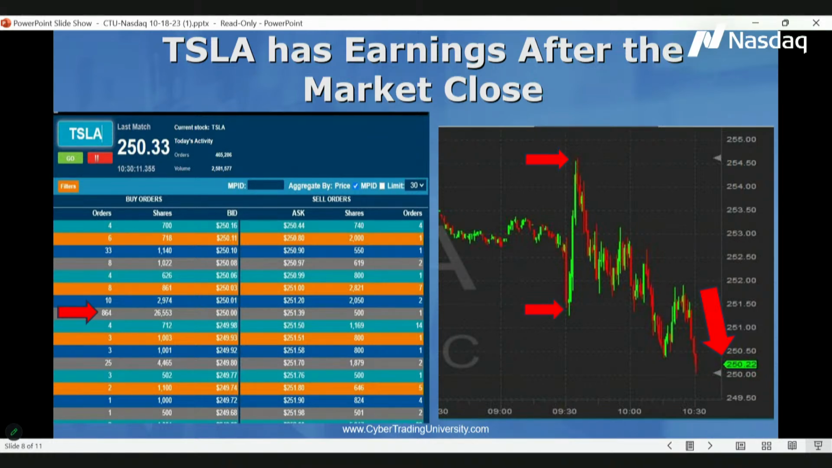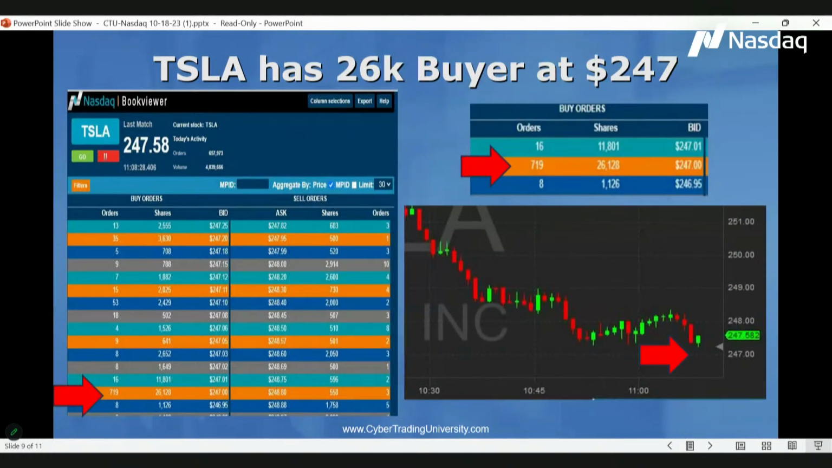So we're looking for those orders in the future. If it's trending now, we're going to look for those buyers. And there you had 864 orders out there for 26,000 shares. That's what we're focusing our attention on. Are those buyers going to hold on to it, or is it going to break it? Right. And you had your 26,000 share buyer here too, we could see.